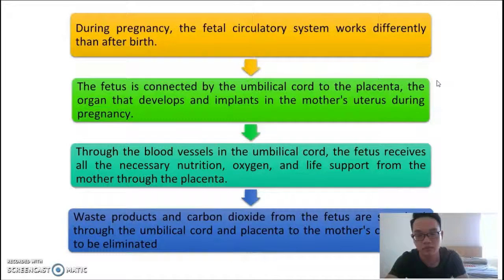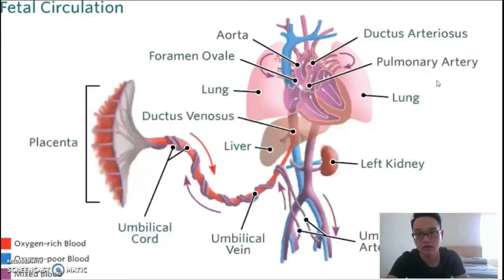Waste products and carbon dioxide from the fetus are sent back through the umbilical cord and placenta to the mother's circulation to be eliminated. So as you can see from the diagram, these are all the organs that are involved in the circulatory system. So this is the placenta, where the baby takes nutrition from the mother, and then the nutrients are transported through this umbilical cord directly to the fetus.